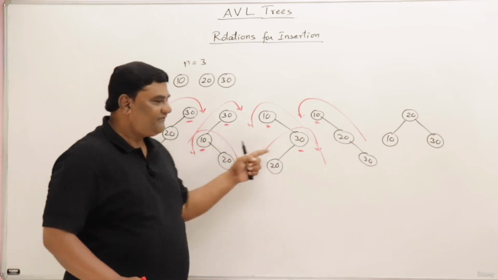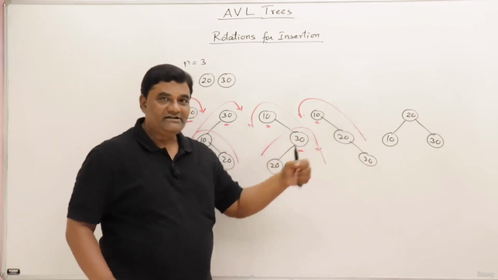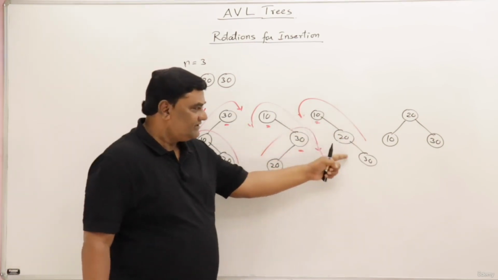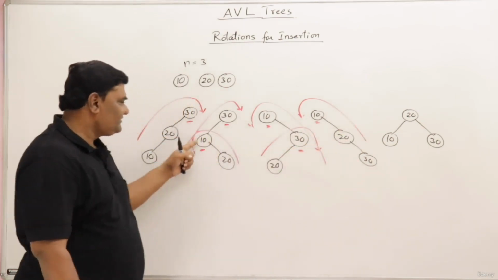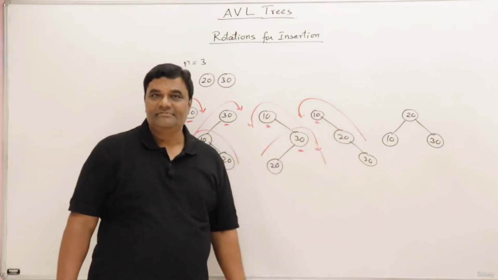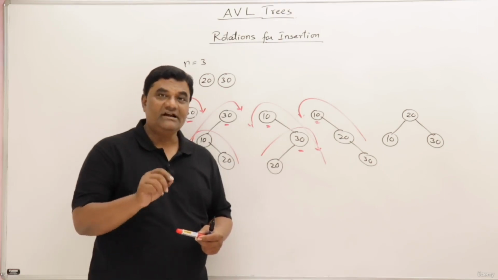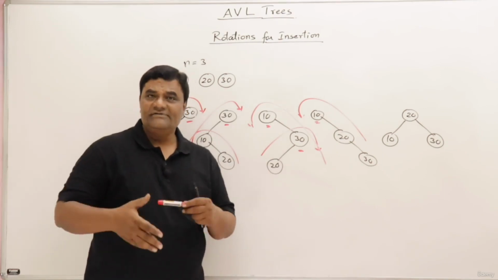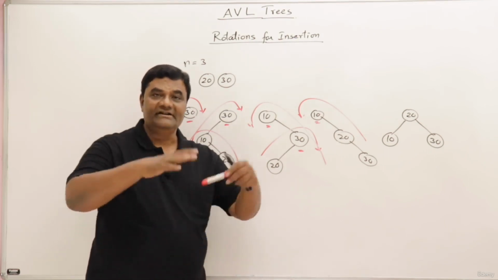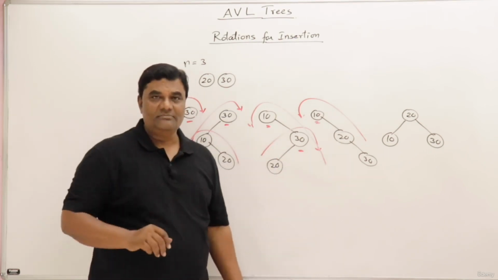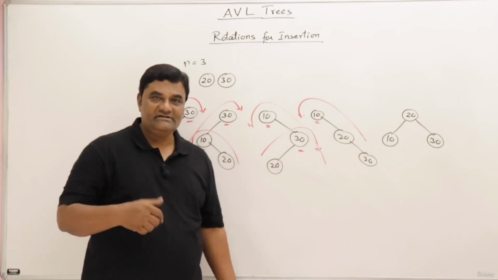When you can have 5 different shapes, why don't you select that shape? Even if you got this one, modify it. Even if you got this one, modify it to that shape. So this is all about rotations at the time of creation, at the time of insertion. Next we will see the examples. If a tree is bigger, how rotation is performed. I'll discuss various things in that topic.